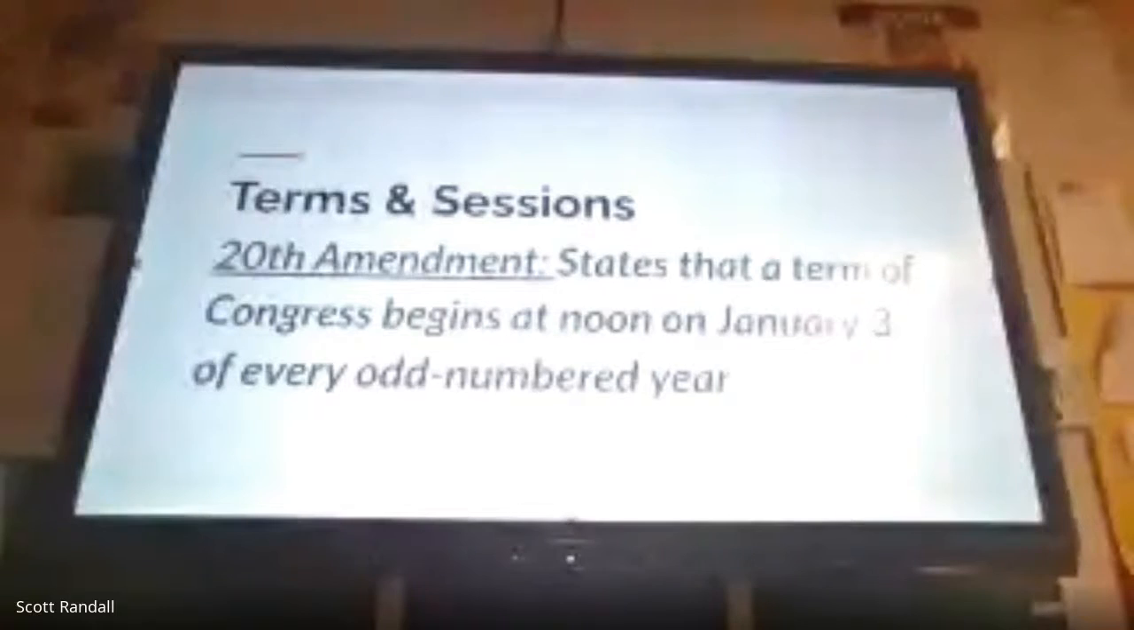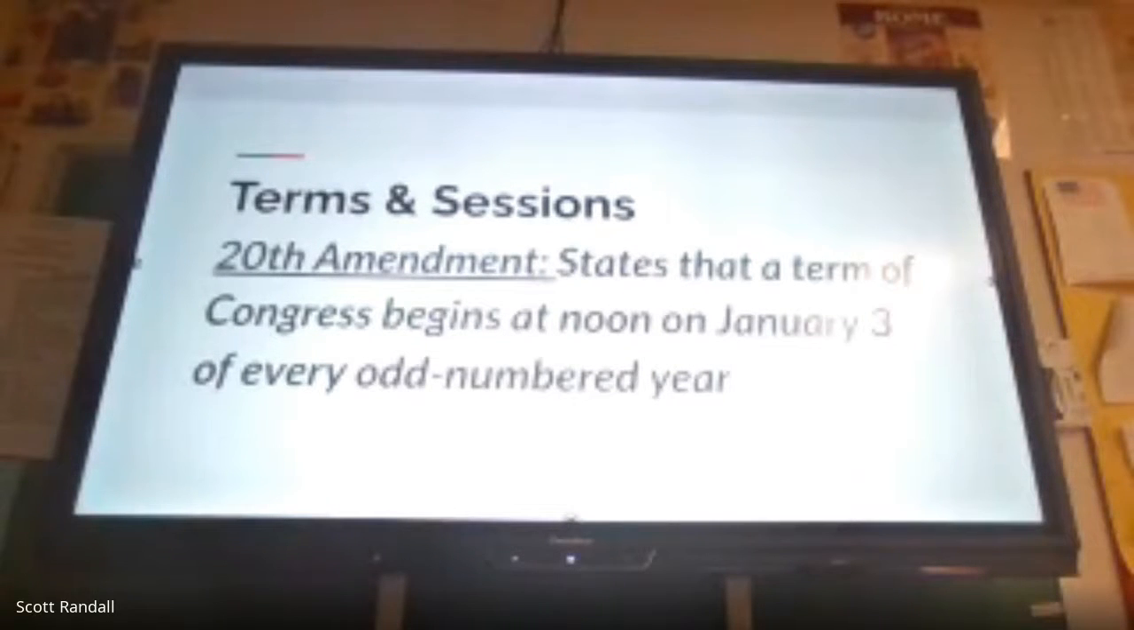So Amendment 20 states that Congress starts their new session every 2 years on January 3rd, no matter what date that falls on. All right. We'll talk about this again. We'll talk about the executive branch, which has been in the news lately because of Amendment 20, right? The president's term of office begins on January 20th.